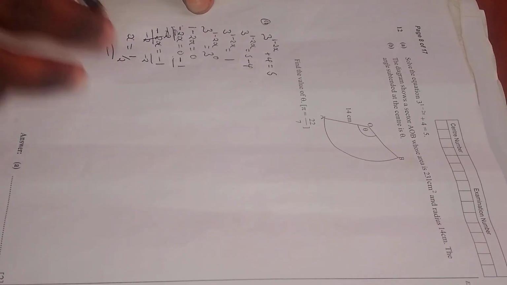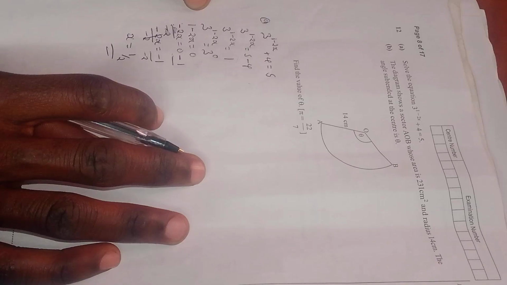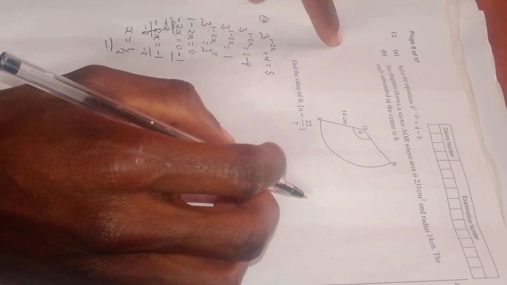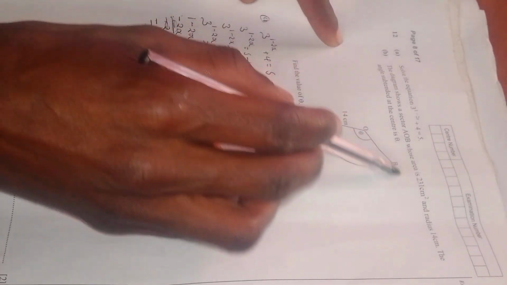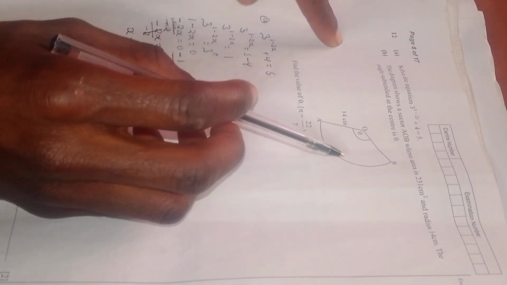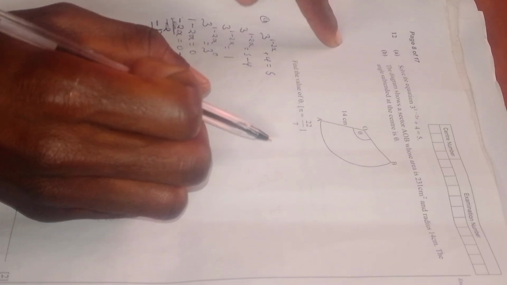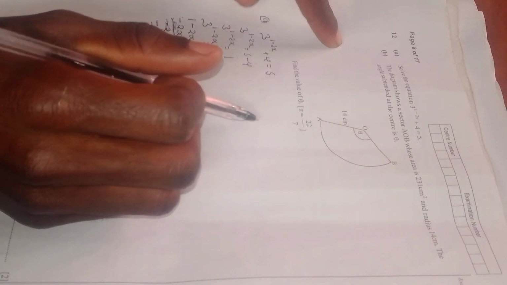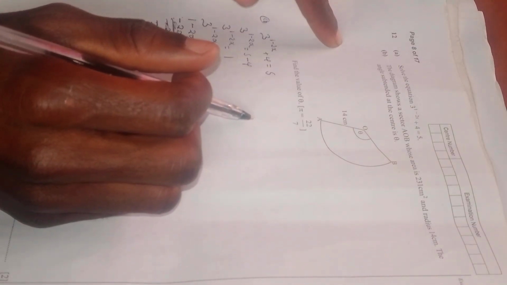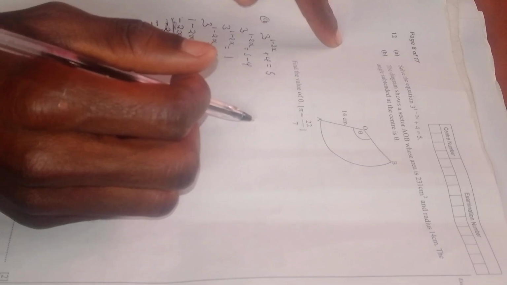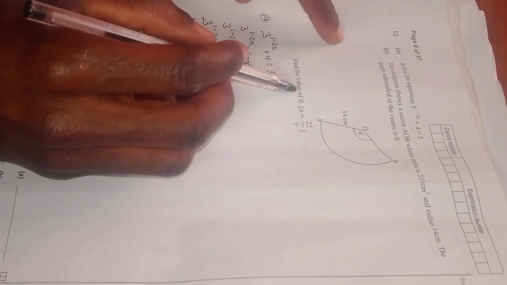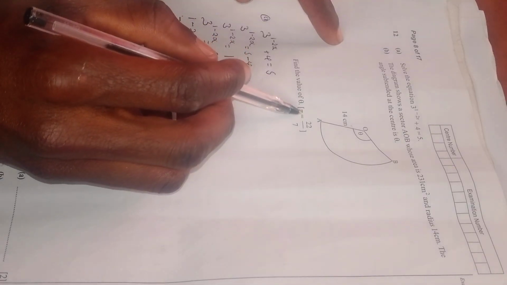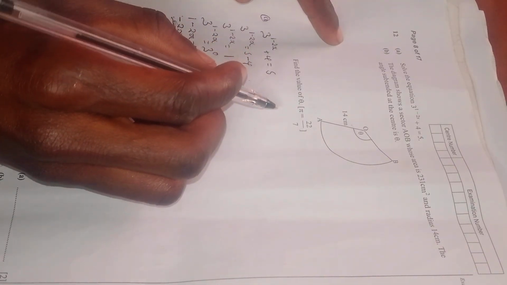This is the answer. Now the next question, question B, says that the diagram below shows a sector AOB whose area is 231 square centimeters and radius 14 centimeters. The angle subtended at the center is theta. Find the value of theta, taking pi to be equal to 22 over 7.